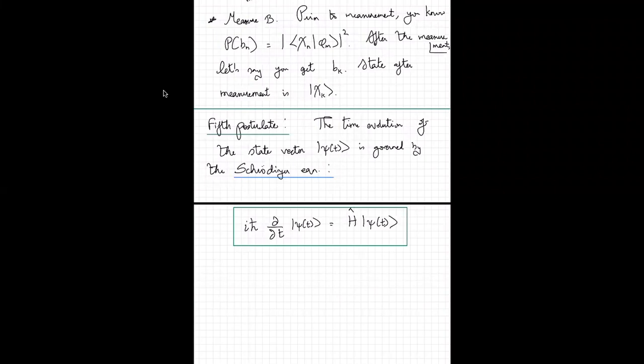Again, this is something you probably already know, at least written in the wave function language. So H is called the Hamiltonian operator. This is how I would calculate how the system changes as I change time.